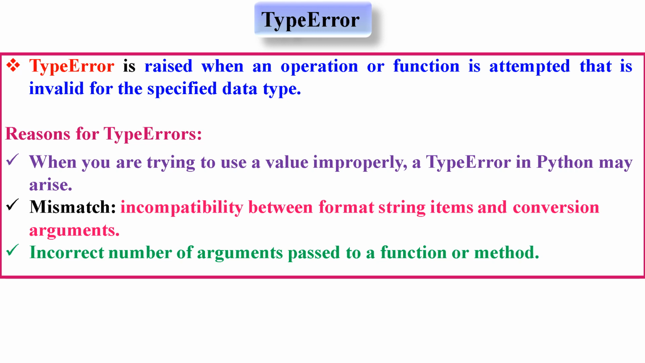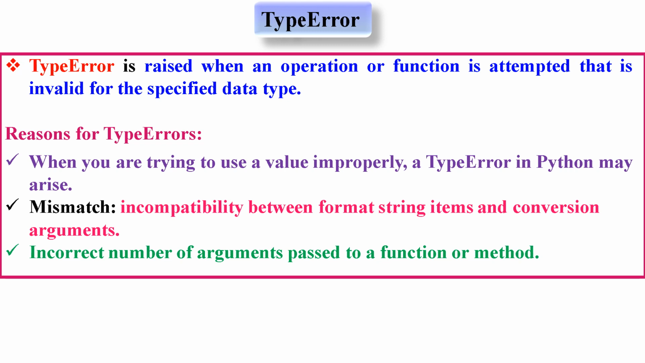Type error. Type error is raised when an operation or function is attempted that is invalid for the specified data type. For example, if we are trying to do the square root of a number but we are passing a list instead of an int, then a type error will be generated by Python.